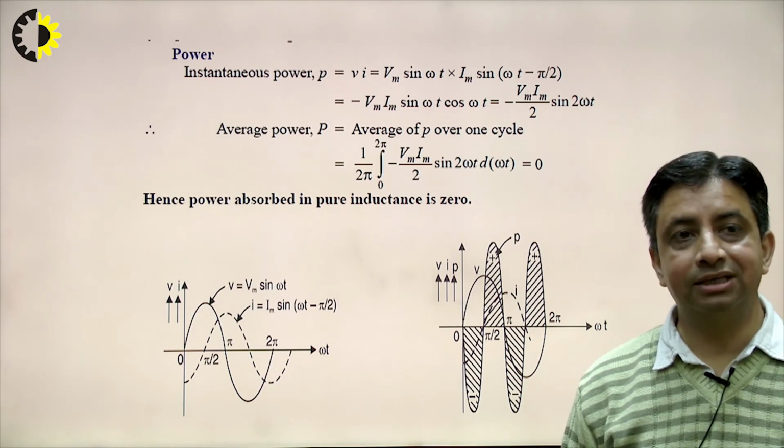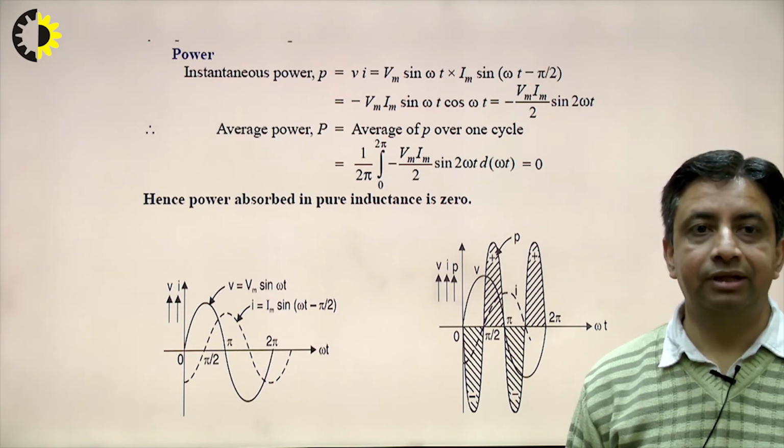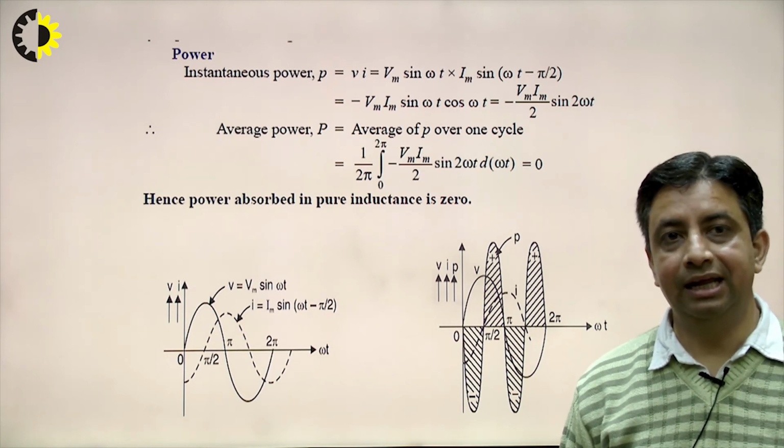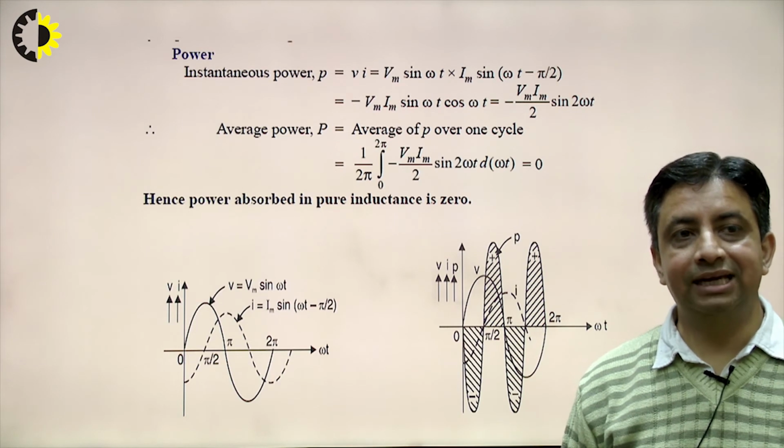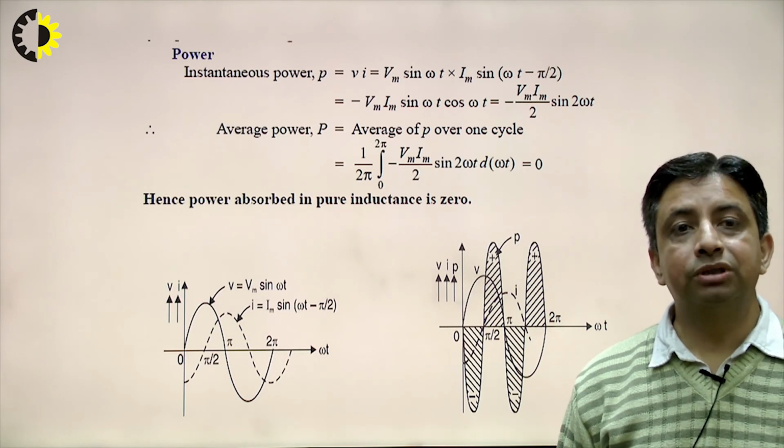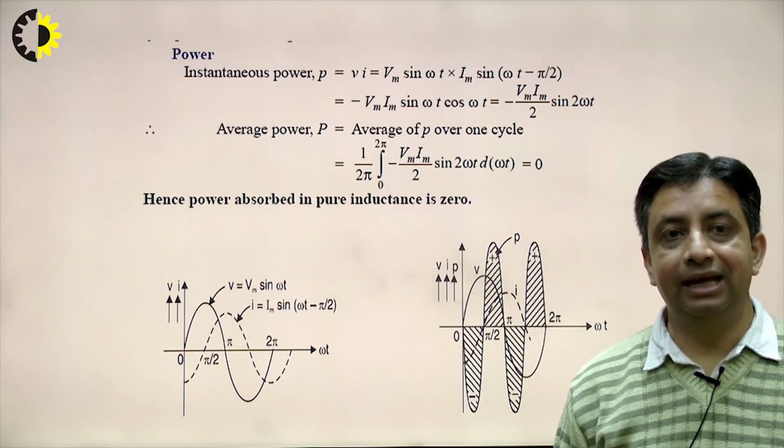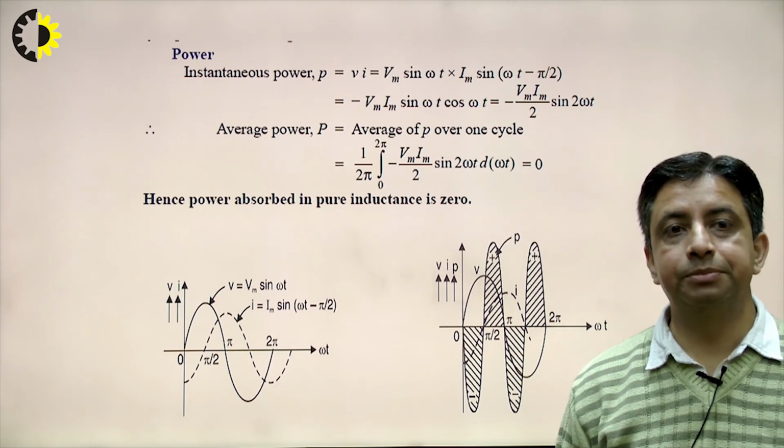In the third quarter cycle, your current is still positive, now voltage becomes negative, that is why the power will be negative. In the last quarter cycle, both the voltage and current are now negative. So, again the power becomes positive.